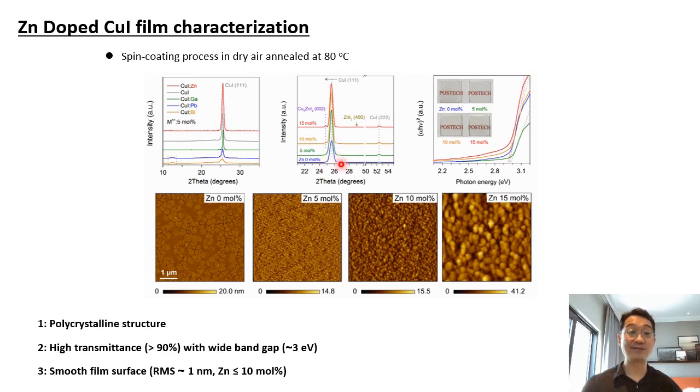But if the doping concentration increases over 10 and up to 50 mole%, another peak from the zinc to copper iodide phases was generated. It also shows very nice transparency in the visible region, even with doping concentration up to 10 mole%. The morphology of the film does not change too much. It shows a very smooth film surface when the doping concentration is less than 10%.